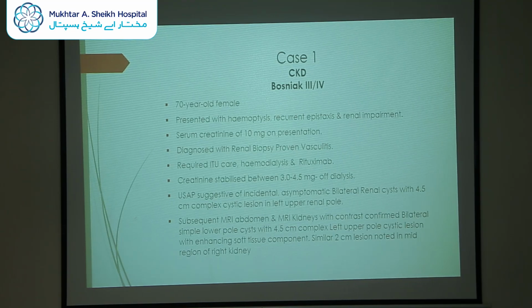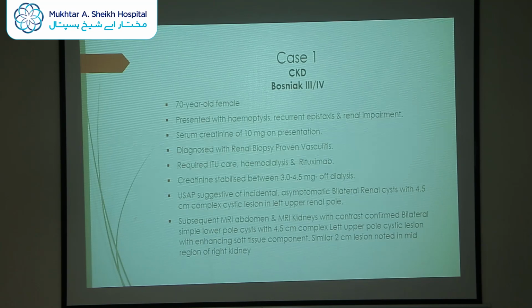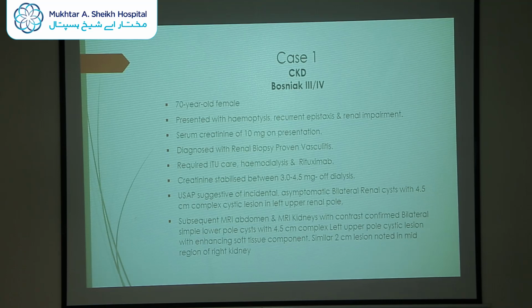Ultrasound abdomen pelvis was suggestive of incidental asymptomatic bilateral renal cysts with a 4.5 centimeter complex cystic lesion in the upper renal pole. Subsequent MRI abdomen and MRI kidney with contrast confirmed bilateral simple lower pole cysts with a 4.5 centimeter complex left upper pole cystic lesion with an enhancing soft tissue component. A similar 2 centimeter lesion was noted in the mid region of the right kidney. So these are the findings of the MRI.